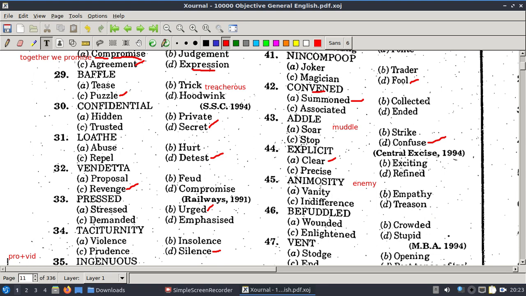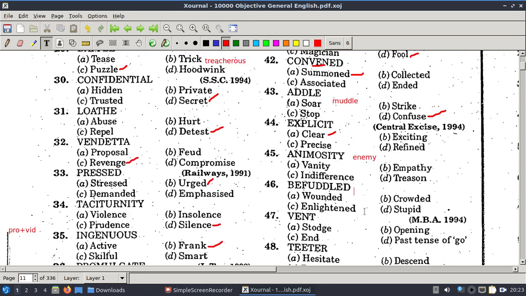Befuddle. Befuddle, we heard, I think it is related to baffle. Baffle is to confuse people, to puzzle people. Befuddling is also the same thing. It means to confuse. Befuddled means he was confused and unable to think normally. Wounded, it's someone who is hurt. Enlightened, he is able to think clearly. Stupid is not an intelligent person. Crowded means full of crowd. So there's no clear synonym here. If you are forced, probably because he's confused, you might call him stupid, but stupid doesn't mean he's confused. Right? There is no clear synonym here.